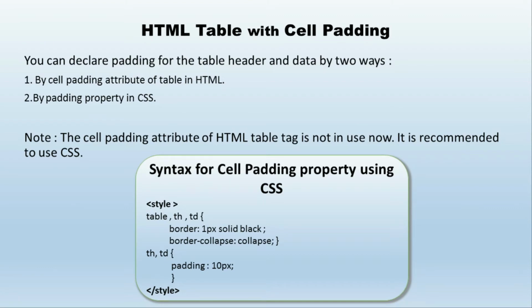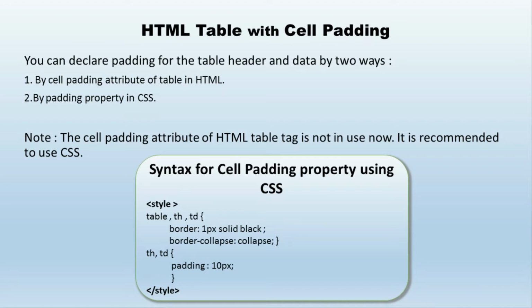Unfortunately, the cellpadding attribute of an HTML table tag is no longer in use. I don't recommend you to use the cellpadding property. I'm just telling you because there was such a feature before, but now it's not in use. So the last way we have is the padding property in CSS. We have the CSS property to apply padding within a cell or header.